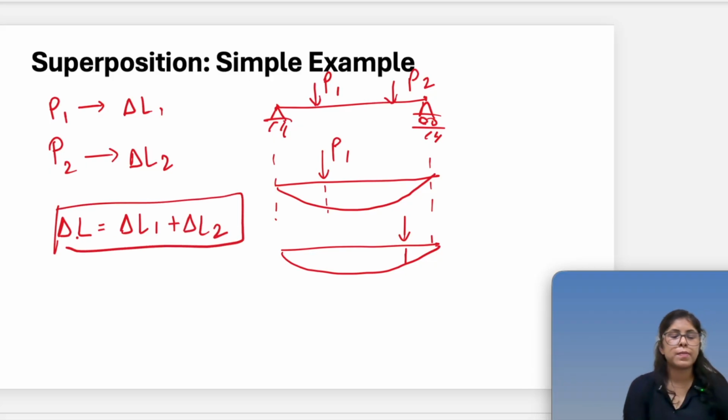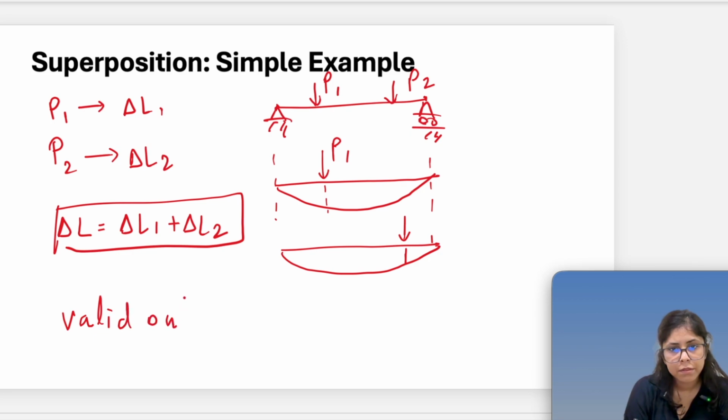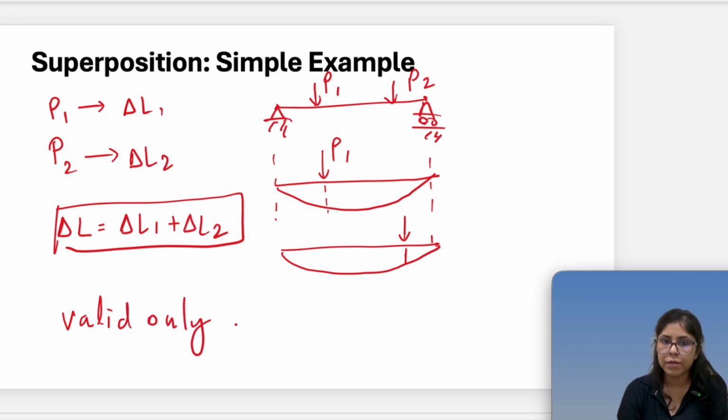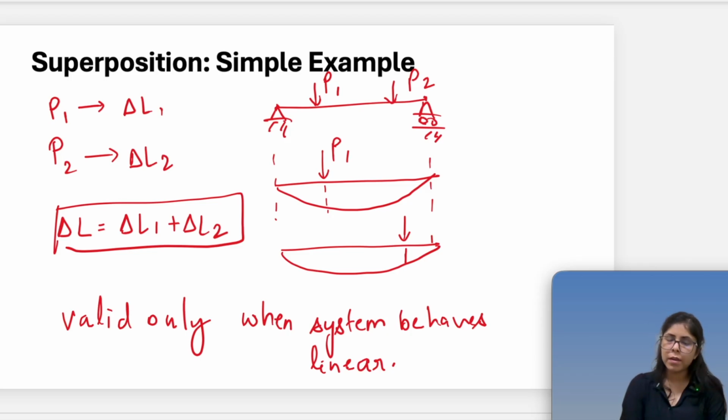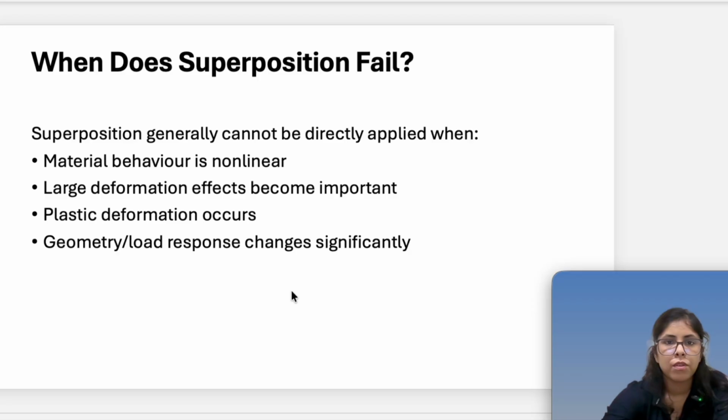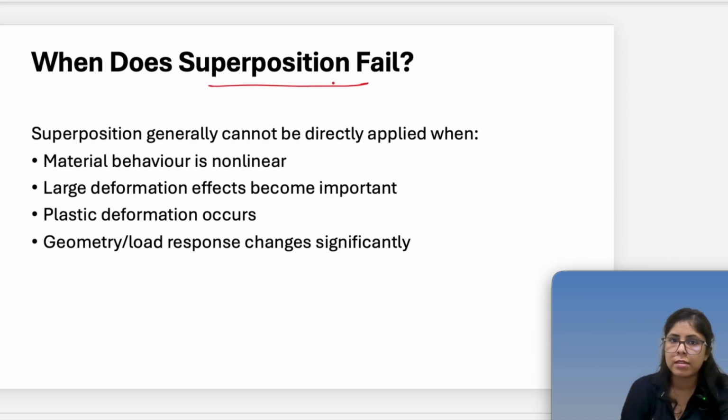So this is the effect of the principle of superposition, and it is valid only when the system behaves linearly. If non-linear behavior is there, we will not be able to follow this principle of superposition. So the system should be under linear conditions. This is our one constraint. Now, when does this superposition fail? It will not be directly applied when the material is behaving as non-linear.